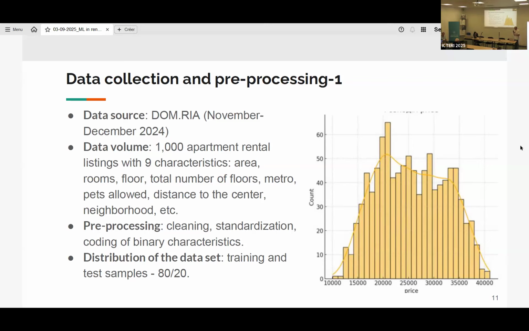The histogram shows a slight rightward shift, positive skewness, and the median is to the left of the mean. It means the data is slightly skewed toward higher values of price. For this data set, we prepared pre-processing procedures: cleaning, standardization, and coding of binary characteristics. In the data set, we selected the dependent variable rental price, and the rest are predictors. The proportion of distribution between training and test samples is the traditional 80 to 20 percent.